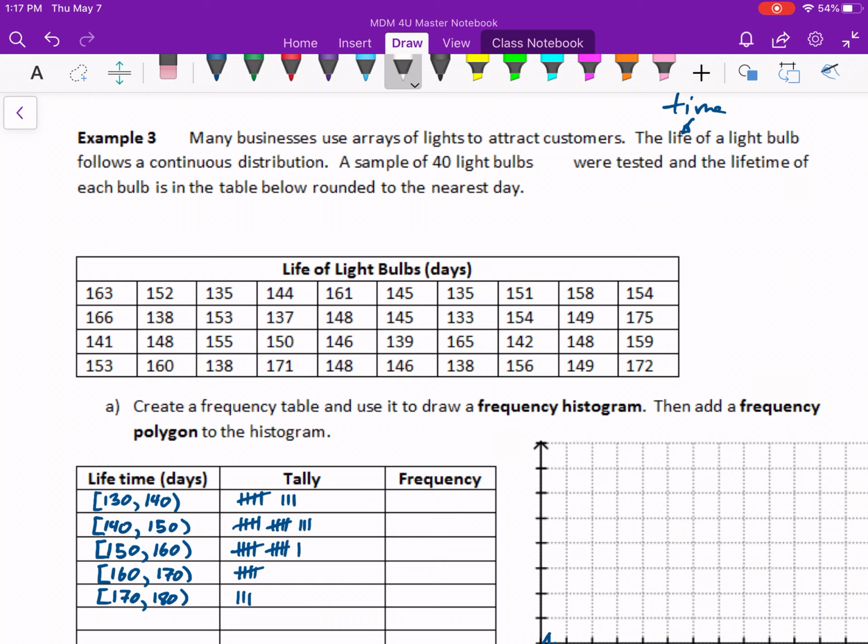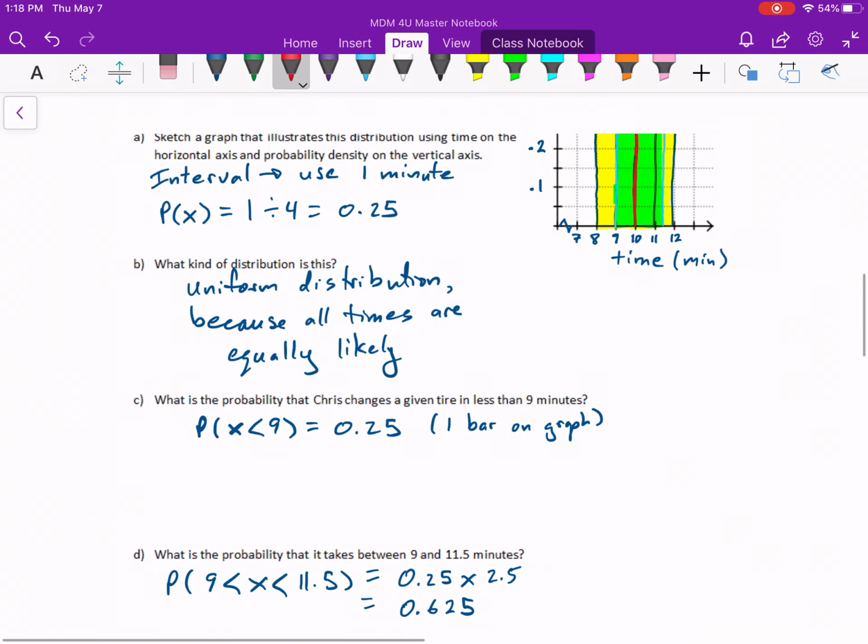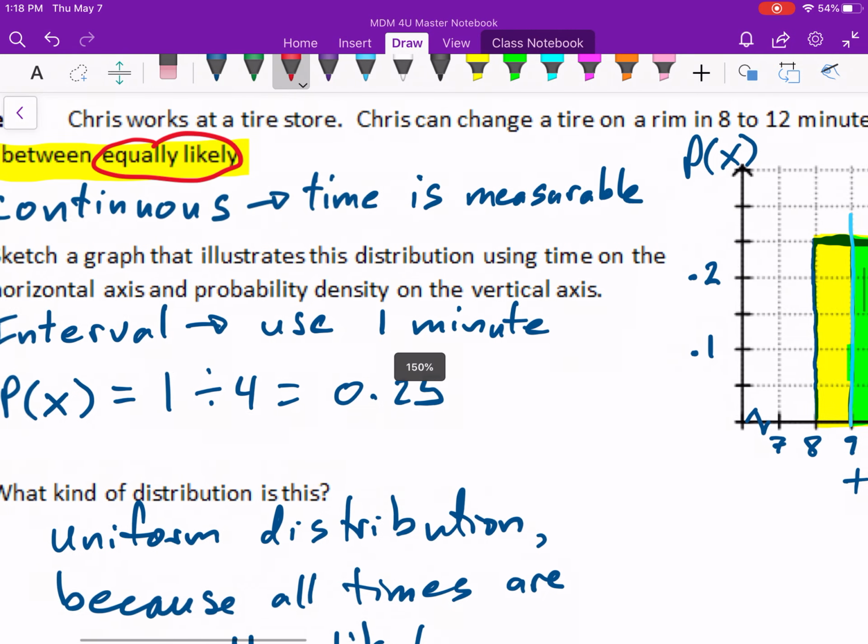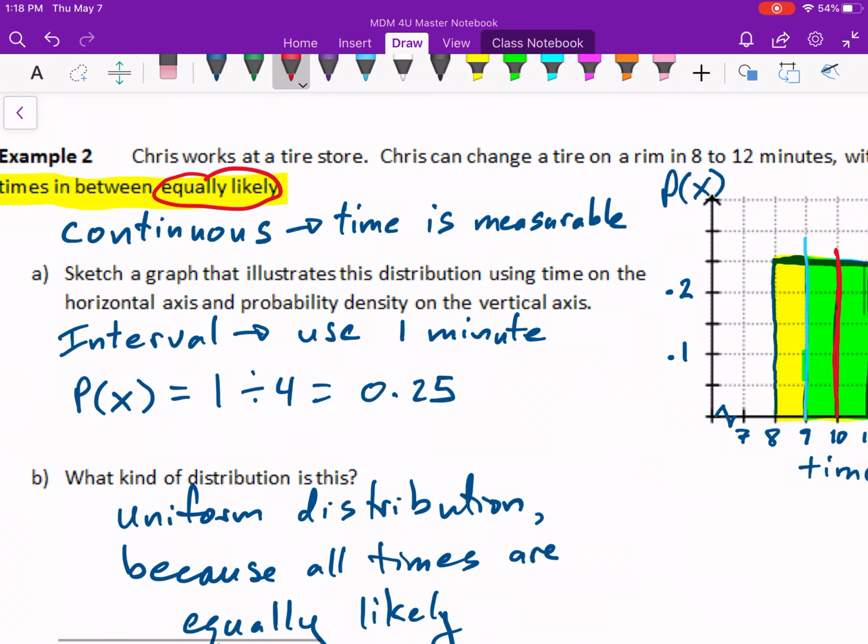Alright, so it's rounded to the nearest day. So again, it's continuous because that's what time is. But if it's rounded to the nearest day, it's sort of like we're making it discrete. But even then, rounding it to the nearest day, we have to have intervals. Just like we had intervals here. We used 4 1-minute intervals for example 2. For example 3 here, I don't want to have a different interval for each day.